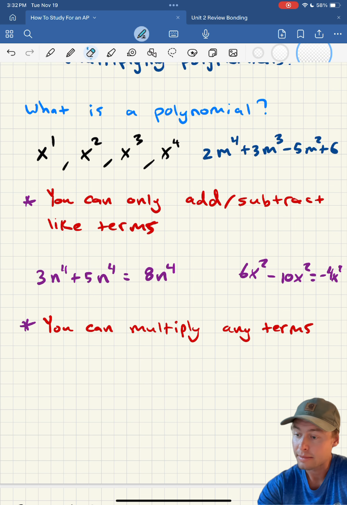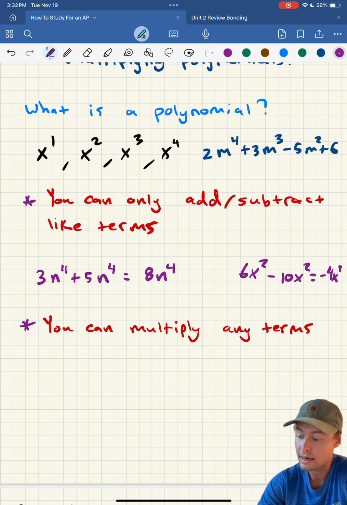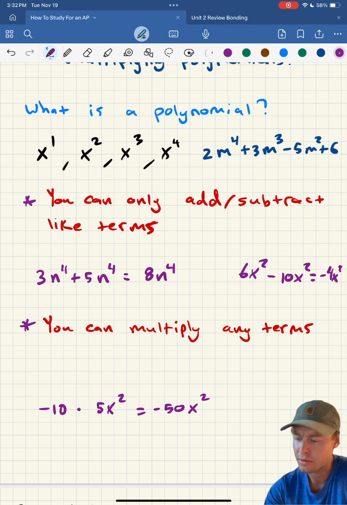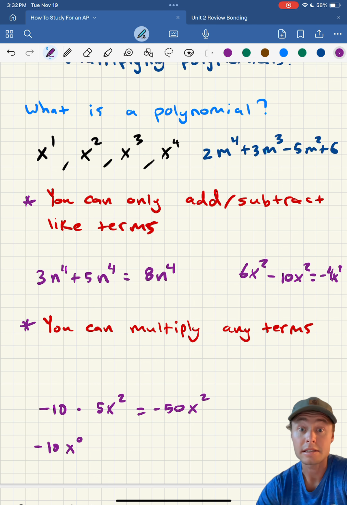Okay, let's get rid of those. What if I did something like negative 10 times 5x squared? Well, negative 10 times 5 is negative 50, and you just bring the x squared there. Okay, there's something I want to show you really quick. Negative 10 is really the same as negative 10x to the 0.